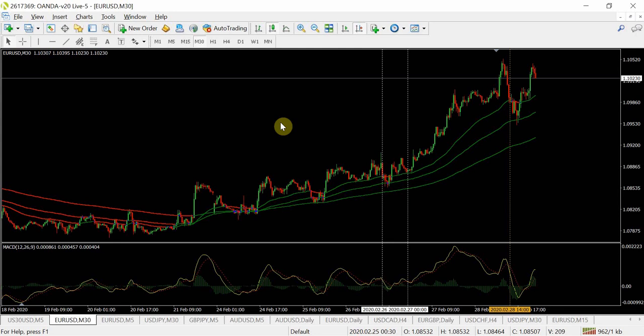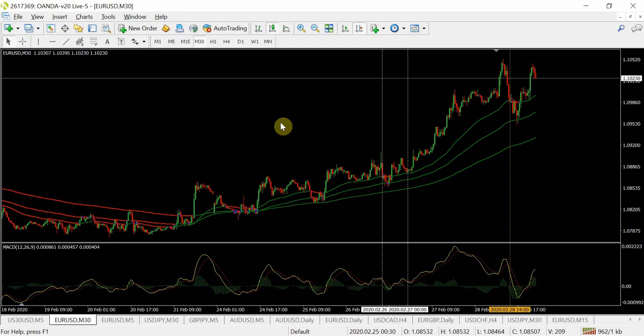So this strategy uses two indicators. The first one is an EMA, and the second one is the MACD. Now the EMA and MACD are standard indicators within the MT4 platform. However, these are some custom indicators which are found online that have been tweaked slightly to give us a better visual representation of what we're looking for.